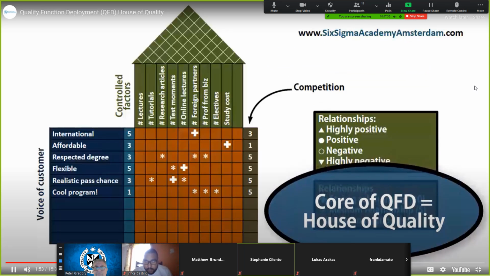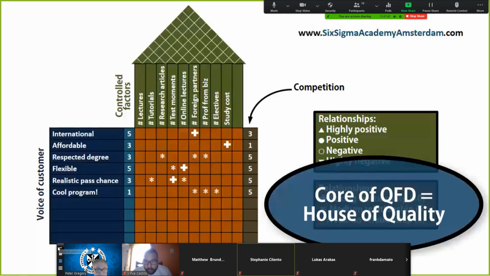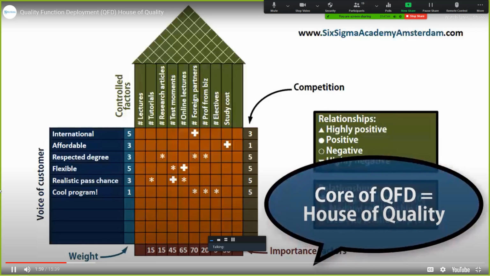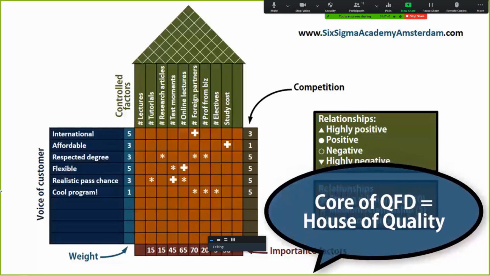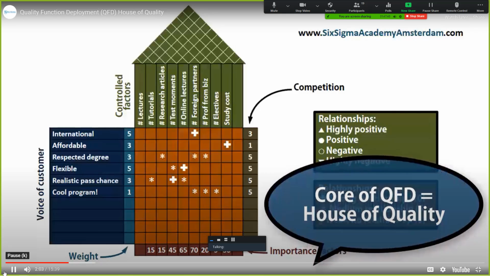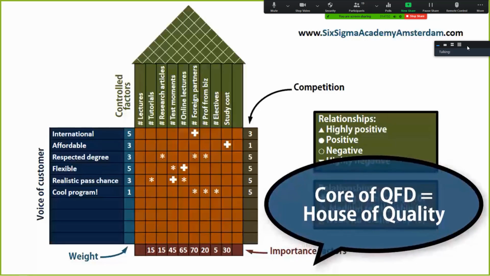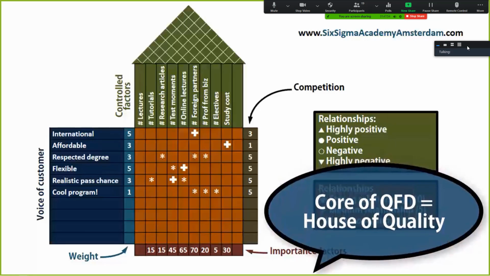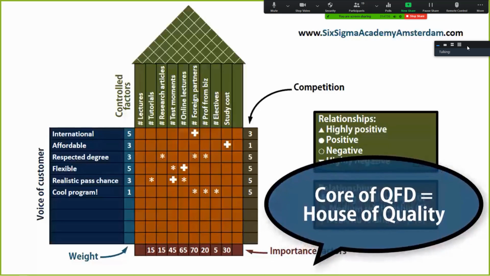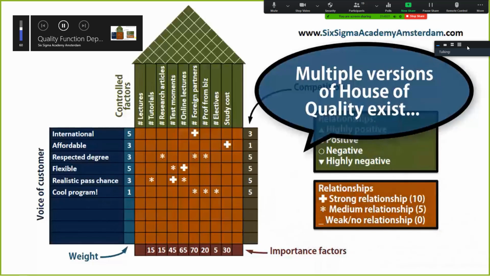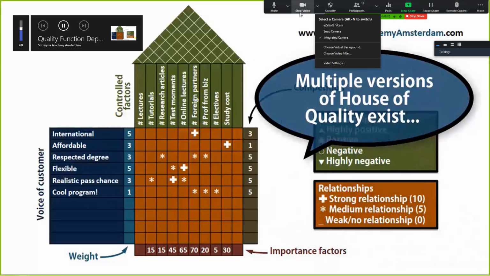Now, why is this called a house of quality? Well, I guess it kind of looks like a house. It doesn't look like my house, but it doesn't matter. It looks like a house nevertheless. Now, if you browse various sources, books or internet, doesn't matter, and you look for the house of quality, you will notice something. Each source uses a variation of this house of quality that looks slightly different from the other one. The reason is actually quite simple.